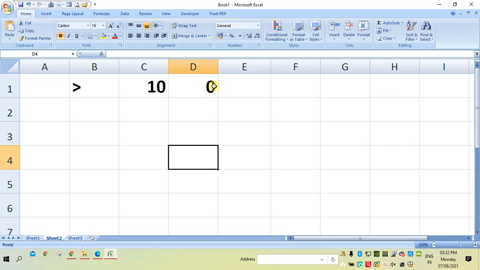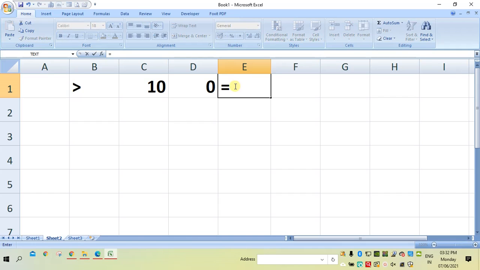Now let us see how to write this: is equal to. So which number do I want to compare? The number I want to compare is 10. So next is the greater than symbol, then compare with what? 0. So 0 means the D1 cell. So C1 is greater than D1, yes. So yes means it will give you true. It is giving what? That true.